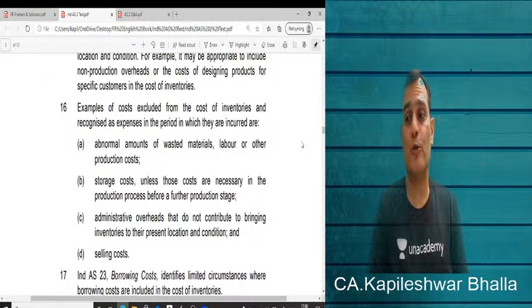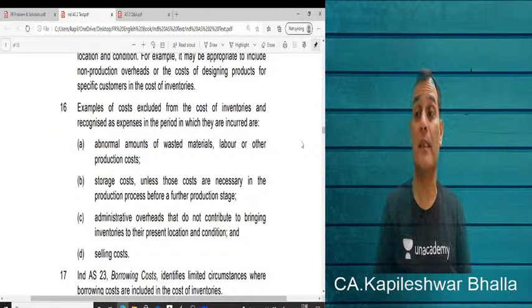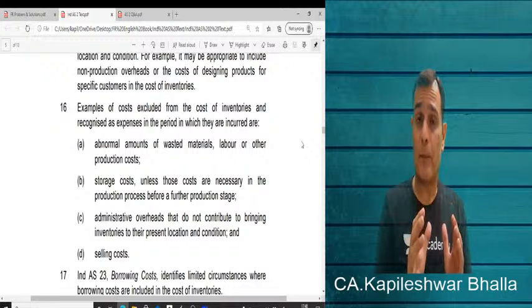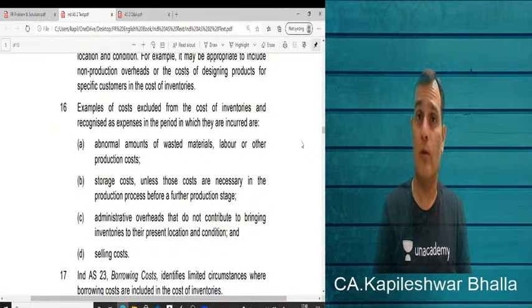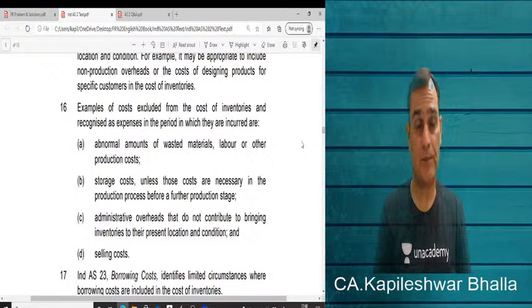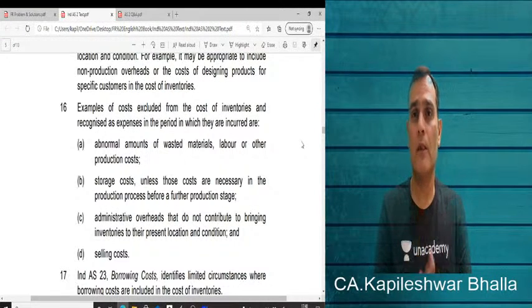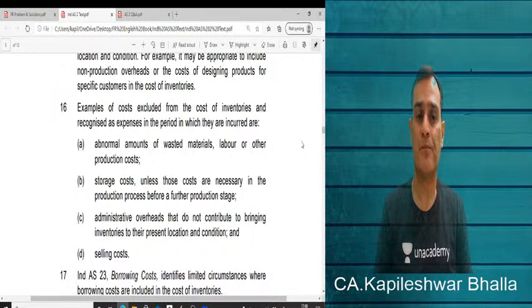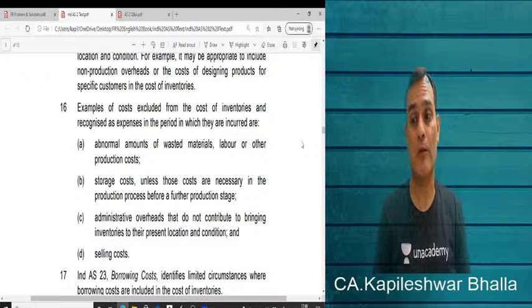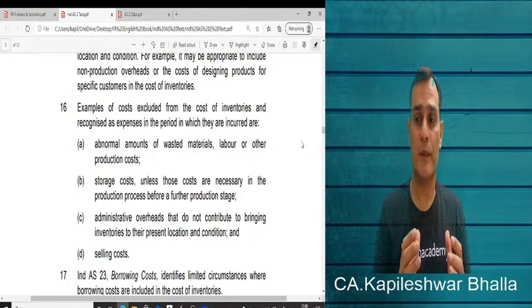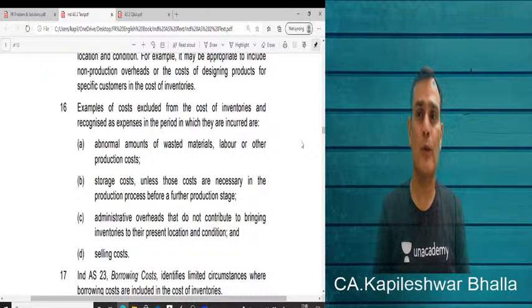But let me also show you the second category of cost, which is given in para number 16. Para number 16 gives you a list of all those costs which are not included in inventory valuation, what I technically said is supposed to be a period cost. The examples given in para 16 are absolutely similar to what you've done in Accounting Standard 2: the abnormal wastage, the storage cost unless it is a necessary part of the production process, the administration overheads, and the selling and distribution overheads. These are all period costs which are not included in inventory.